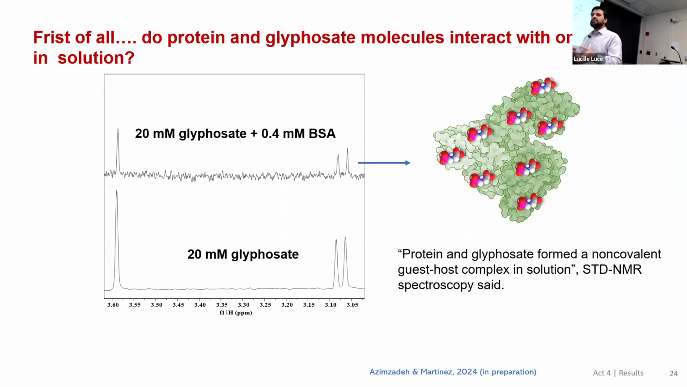Again, is there any interaction between protein and glyphosate before starting to see the interaction at the surface? Protein is high molecular weight dissolved organic matter in soil. So I was expecting to see interaction, and I saw it. STD-NMR showed this interaction. And this time, the interaction was much stronger. Covalent bonding between glyphosate and protein shows better signal for STD-NMR. The bigger signal means stronger non-covalent bonding.